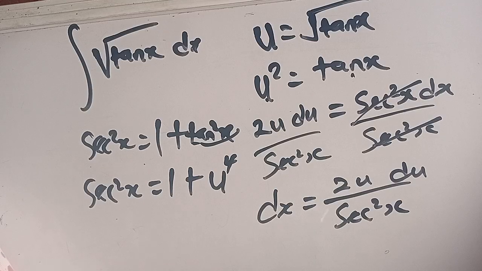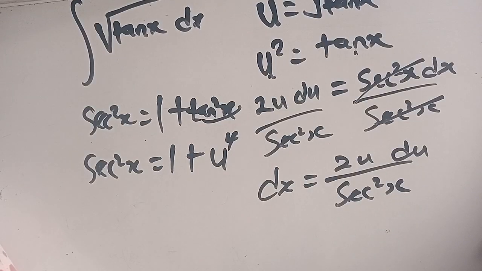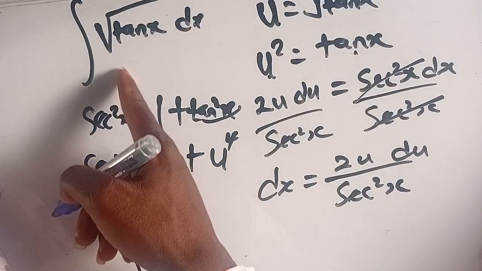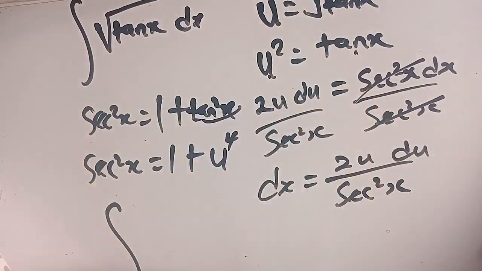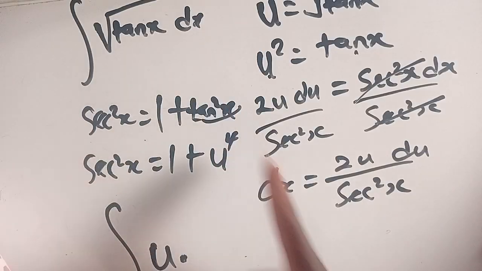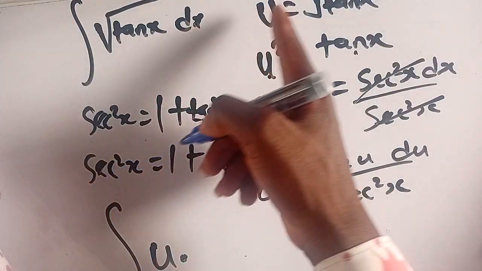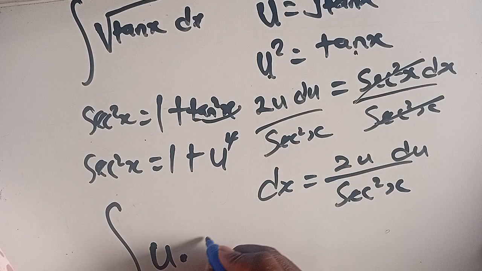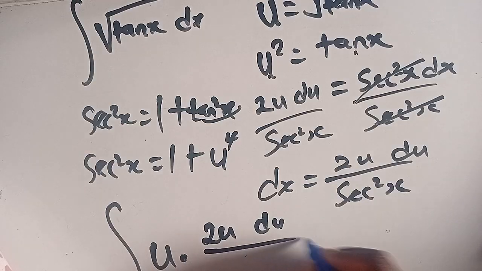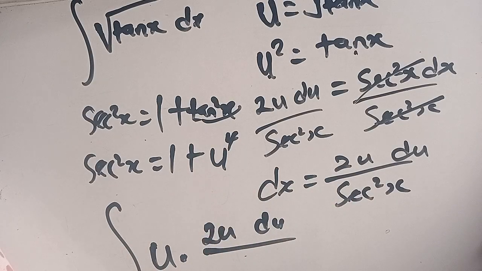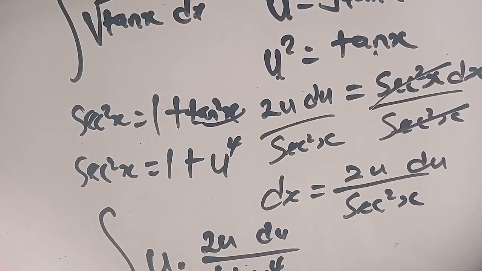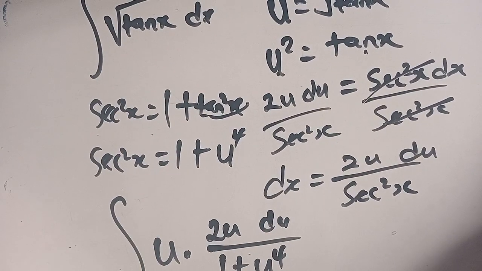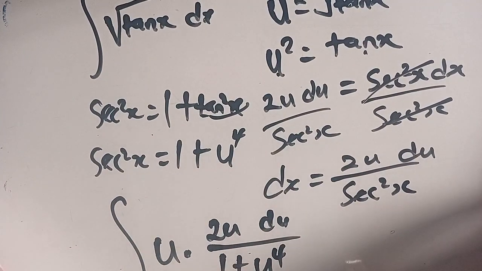Now let's rewrite the question. The question now becomes the integral of root tan x, which we said is u, times dx. And our dx is 2u du over sec squared x, and sec squared x is 1 plus u raised to power 4. I hope you can see that.